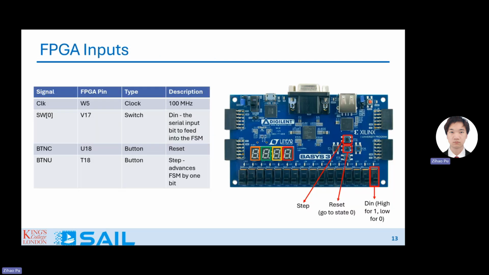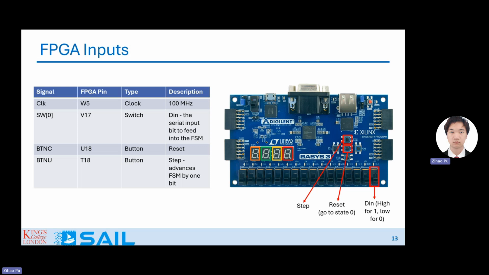Okay, so we're obviously gonna implement this on the FPGA. These are your inputs. Obviously, you're gonna have a clock. Every FSM needs a clock. And then switch 0, which is the furthest on the right, is gonna be D in. That determines the value of the input bit. So if it's switched on, it's gonna be 1. If it's switched off, it's gonna be 0.